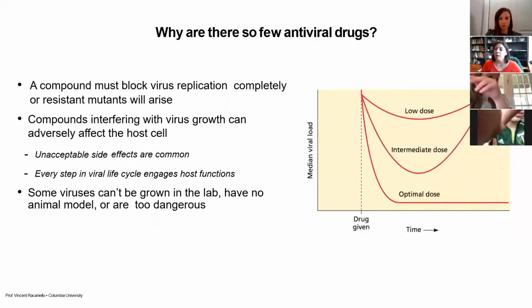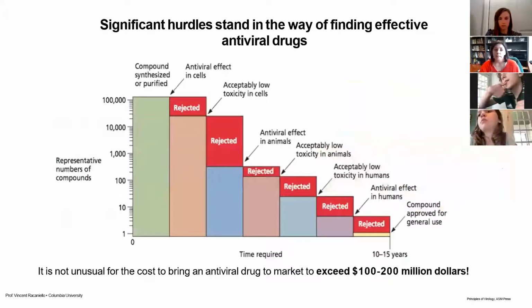The other problem is most of the viruses we want to develop antivirals for acute infections are too dangerous to work with in the lab. Like Ebola and Lassa virus, those are BSL-4. There's only a few labs in the world that are qualified to work with those. And so these are problems.